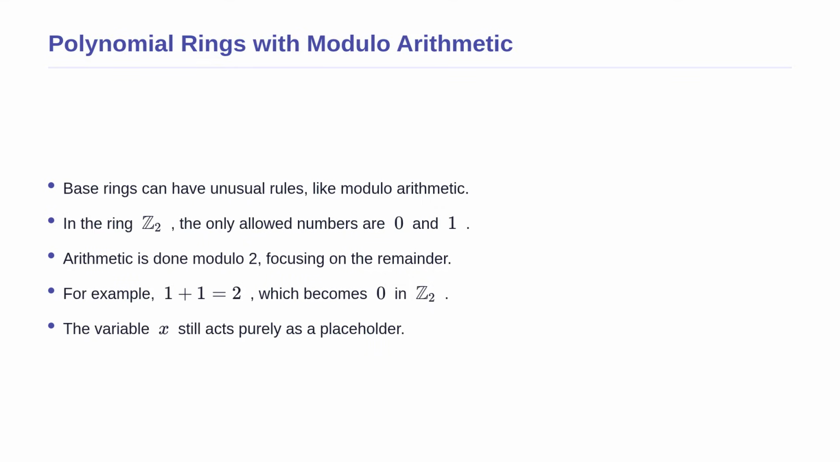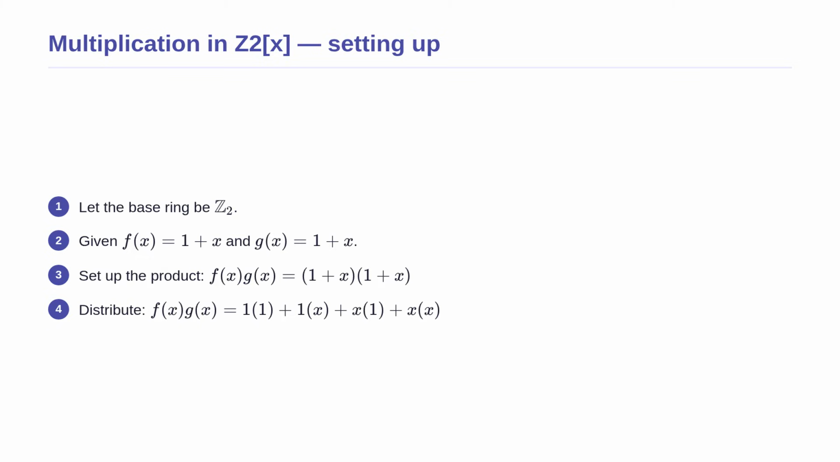Consider the ring Z2. In this base ring, the only allowed numbers are 0 and 1, and all arithmetic is done modulo 2. This means we only care about the remainder after dividing by 2. So 1 plus 1 equals 2, but since 2 divides evenly by 2 with 0 remainder, it becomes 0. The strange rules only apply to the coefficients. The variable x still behaves exactly as it always does. Let us see how modulo arithmetic changes things.